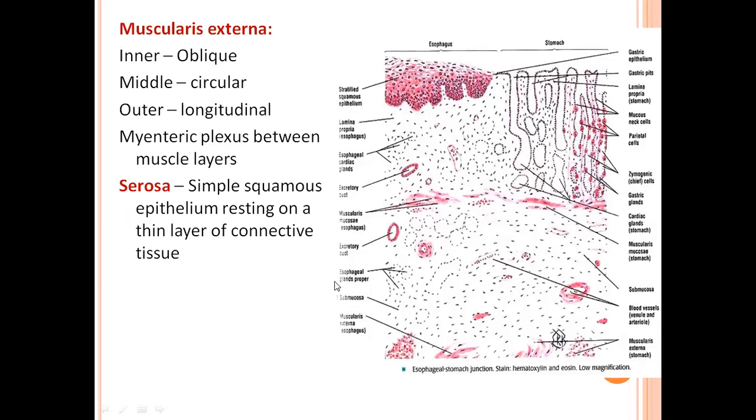Muscularis externa, we know it has inner oblique, middle circular, and outer longitudinal. Myenteric plexus is present between the circular and the longitudinal muscle layer. The outermost peritoneal covering is serosa, which is lined by simple squamous epithelium resting on a thin layer of connective tissue.